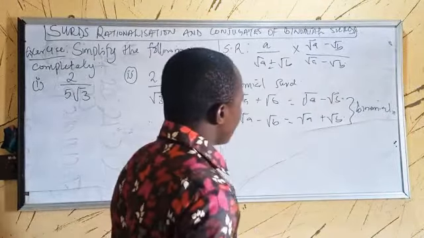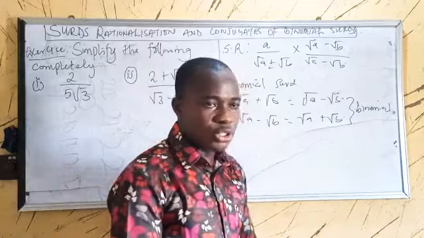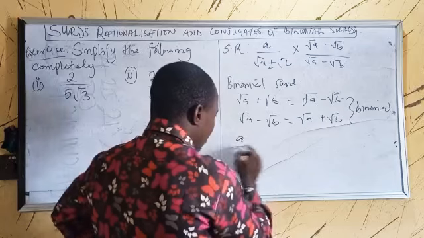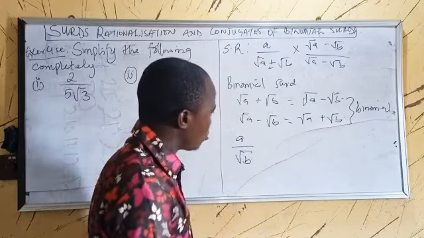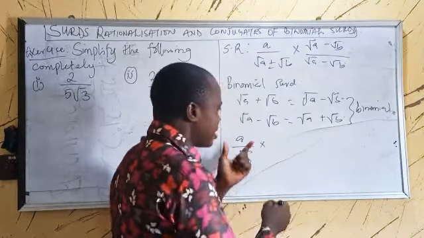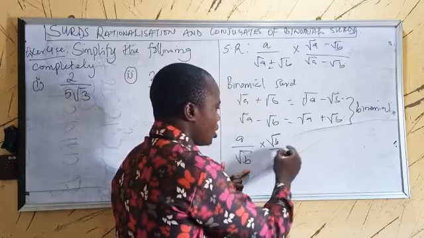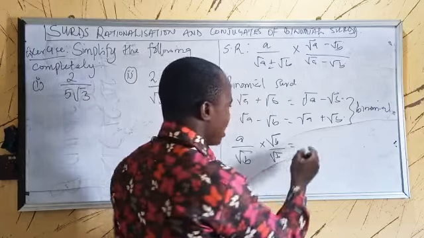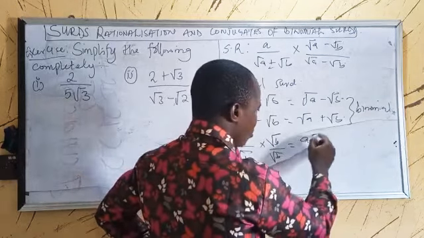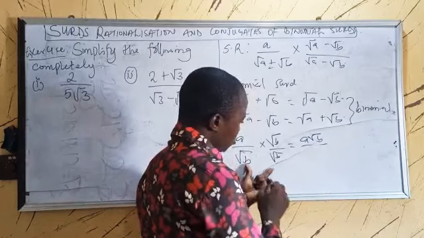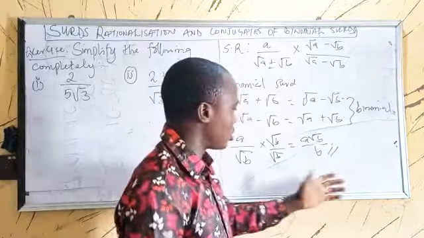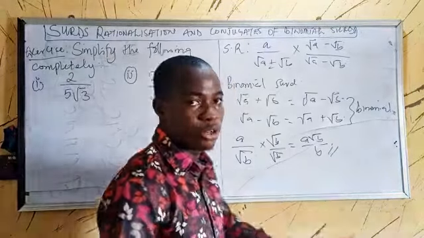Now the next thing is, what if you have a single surd as the denominator? Let's say you have something like a over root b. You can see that at the denominator we have just a single surd. So this is done by multiplying both numerator and denominator by root b. Doing this, you have a root b over root b times root b, and we have b. You can see that in the result there is no surd again. It has been removed.